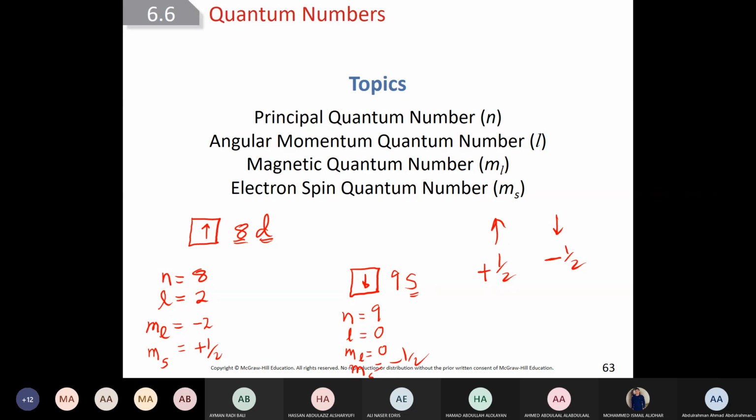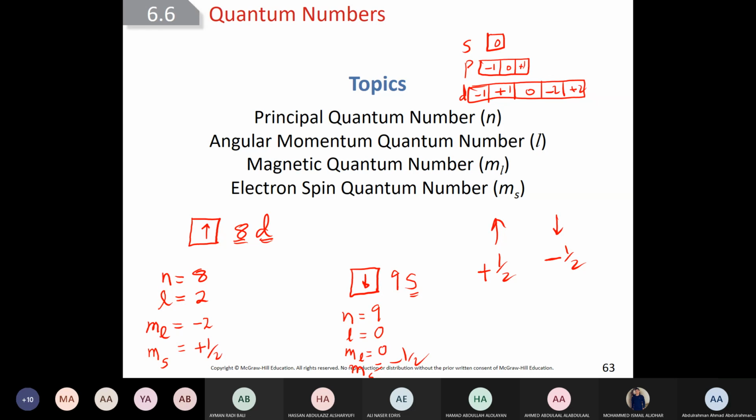Don't forget that the S, how many orbitals does it have? 1 orbital. It's always 0. For the P, 3 orbitals. What are the values? -1, 0, 1. And D, 5 orbitals: I can say -1, +1, 0, -2, +2. No problem. Okay, clear? Okay, good.